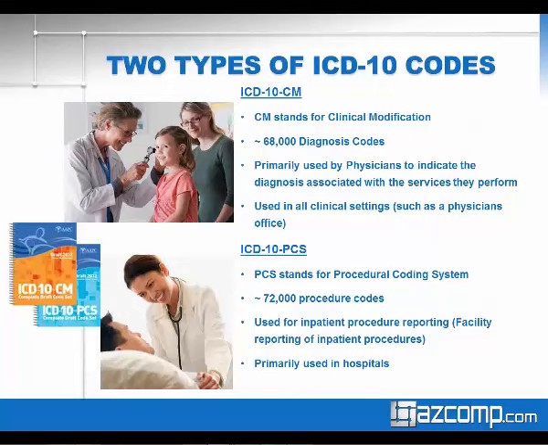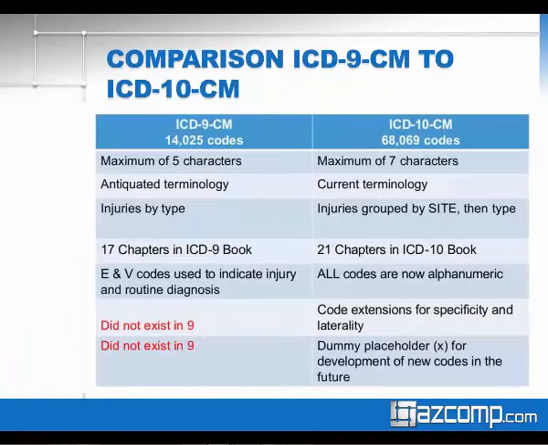ICD-10-PCS, on the other hand, stands for Procedural Coding System. There's over 72,000 procedure codes, and those are used for inpatient procedure reporting. So it's primarily used in hospitals. While you may encounter them, you are likely not billing for them on your claims in the small practice.